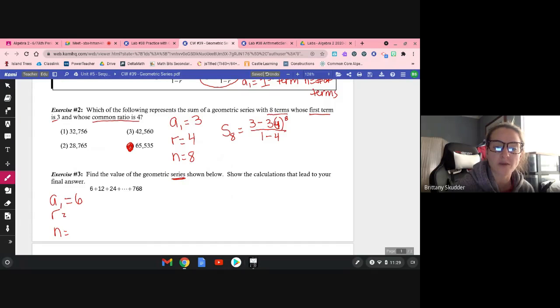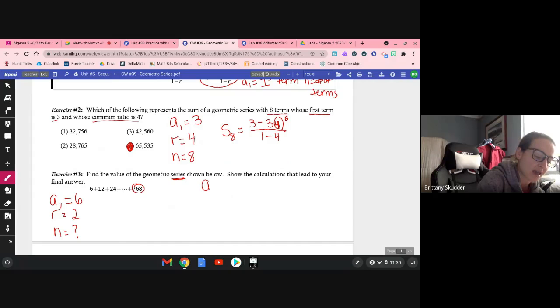How do I get from 6 to 12? 12 to 24. Multiply by 2. R is 2. Do I know how many terms there are? No, right? I have no idea how many terms there's going to be, but I do know the final spot. So I don't know what N is. So if I don't know one of those variables, I have to use the geometric sequence formula. All right. So again, this is going to be given to you. A(n) equals A1 times R to the n minus 1.